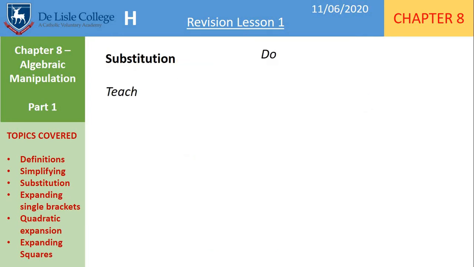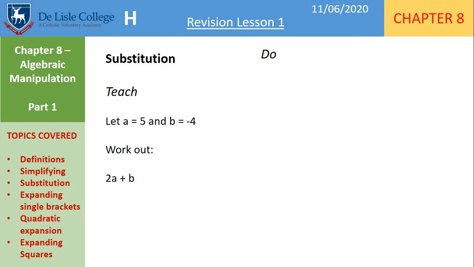Okay, so we're going to be looking at each topic and I'll give you a little example and then you'll have some questions to do. So firstly, we're going to have a reminder of substitution. We'll be given the values that we need to substitute. In this instance, let A equal 5 and B equal -4, and we are going to work out the value of 2A plus B.